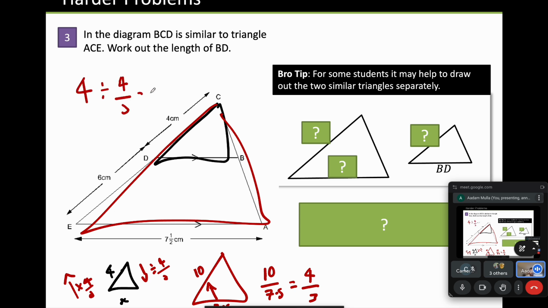So you're doing 4 divided by 4 over 3. So 4 times by 3 is 12. 12 divided by 4 is 3. So x would be 3.